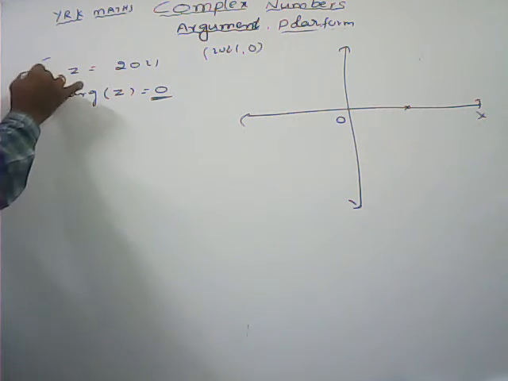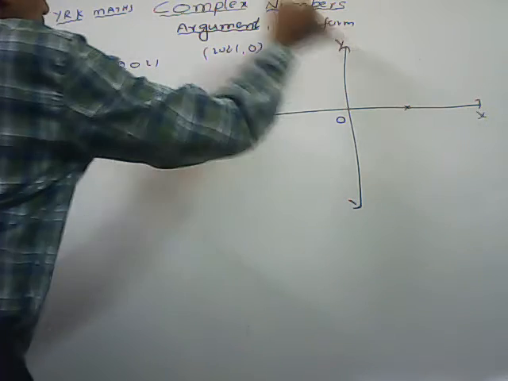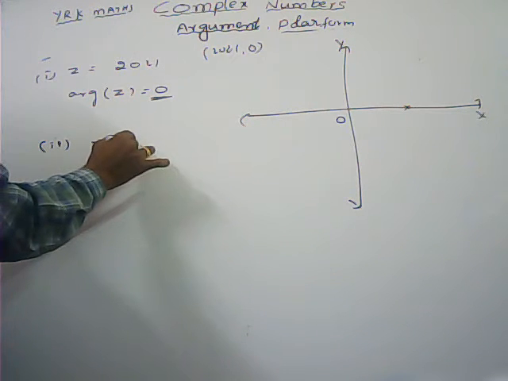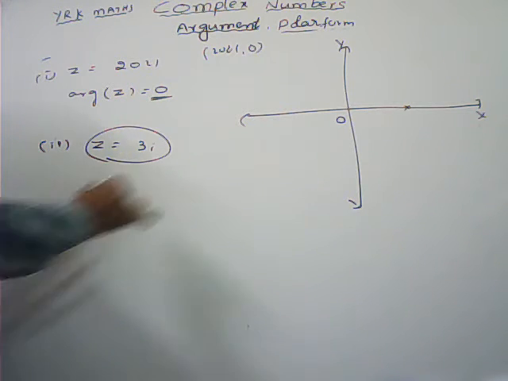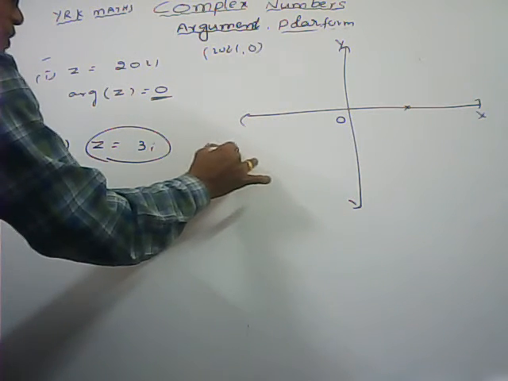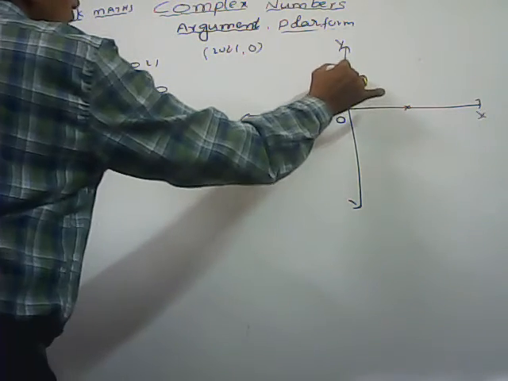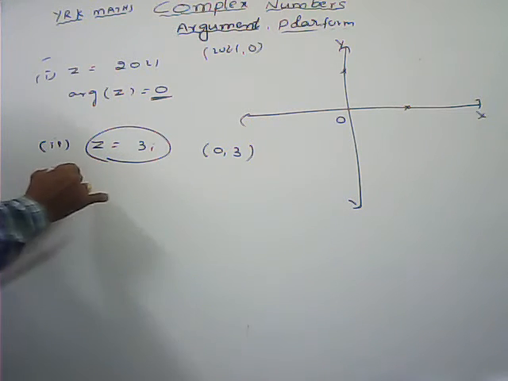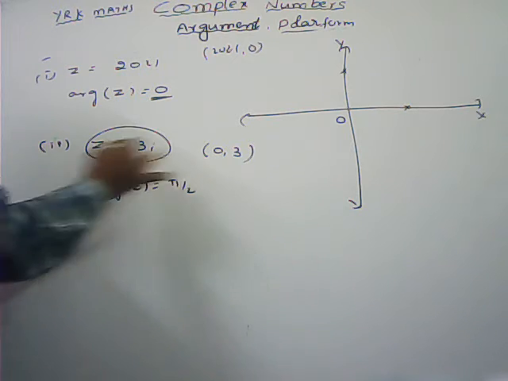Now, if any point lies on the positive direction of the y-axis, for example, z is equal to 3i is given. Where is the 3i? Here the real part is 0, imaginary part 3. 0 comma 3. That point lies on the positive direction of the y-axis. If any point lies on the positive direction of the y-axis, its argument of z is equal to pi by 2 we can consider.